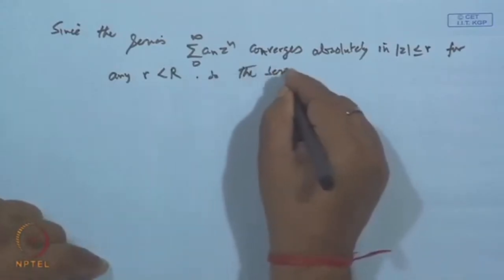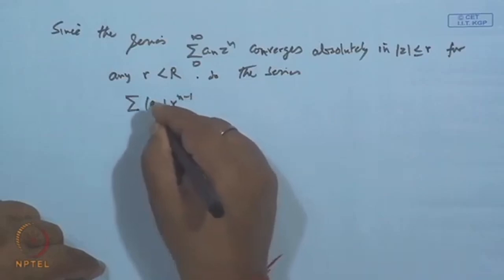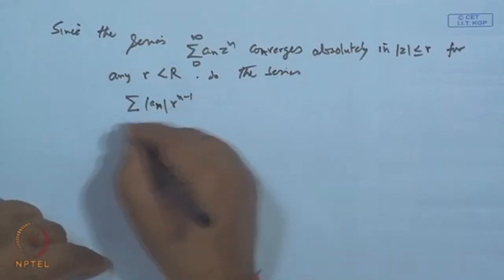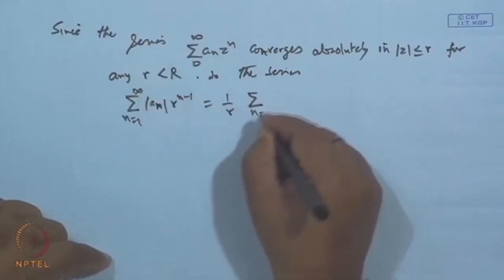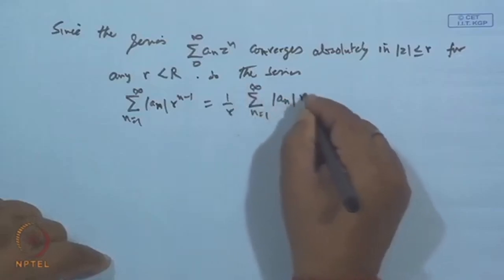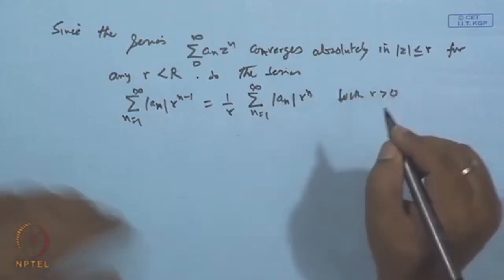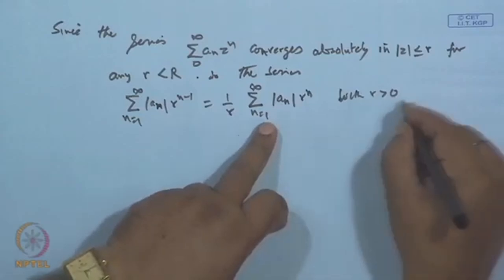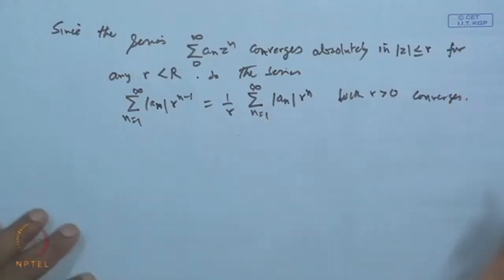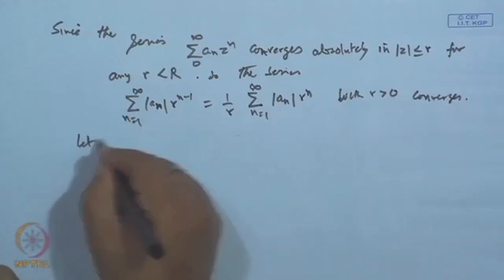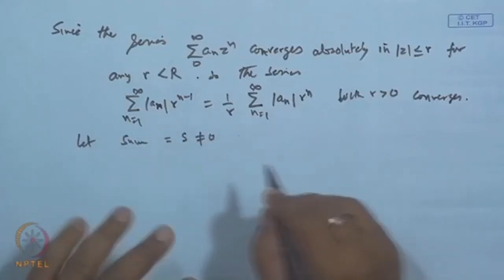Then the series Σ |a_n| r'^(n-1), n from 1 to infinity, is nothing but 1/r' times Σ |a_n| r'^n, n from 1 to infinity, with r' greater than 0. Now, this series is convergent. Let the sum be S, which is different from 0 because it has non-negative terms.